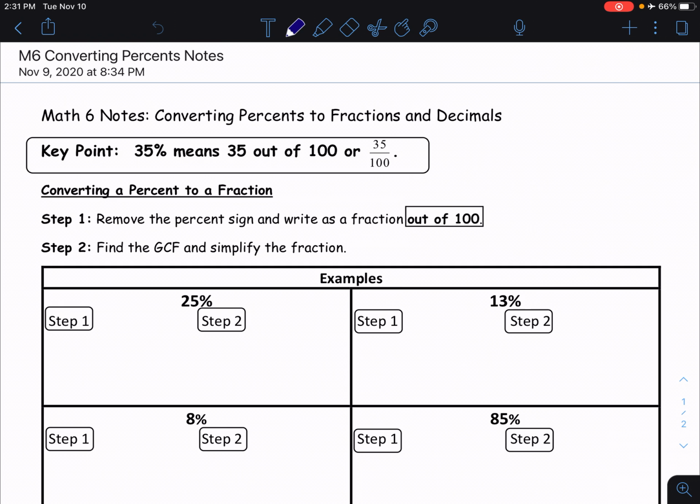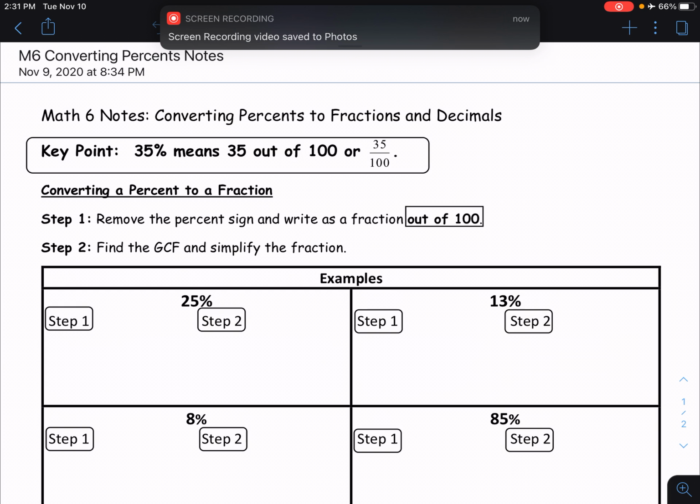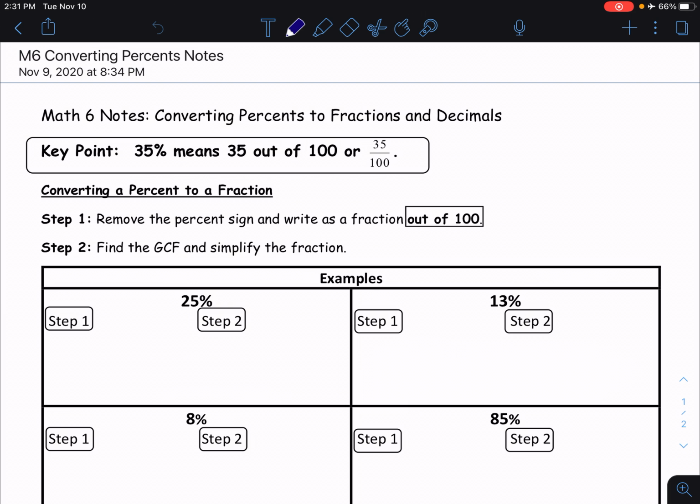Hey everyone, today we are going to be converting percents to fractions and decimals. So just like yesterday, we started with one of them and converted to the other two. Today we're starting with another one and then converting to the other two. Today we are starting with percents and converting to fractions and then decimals.